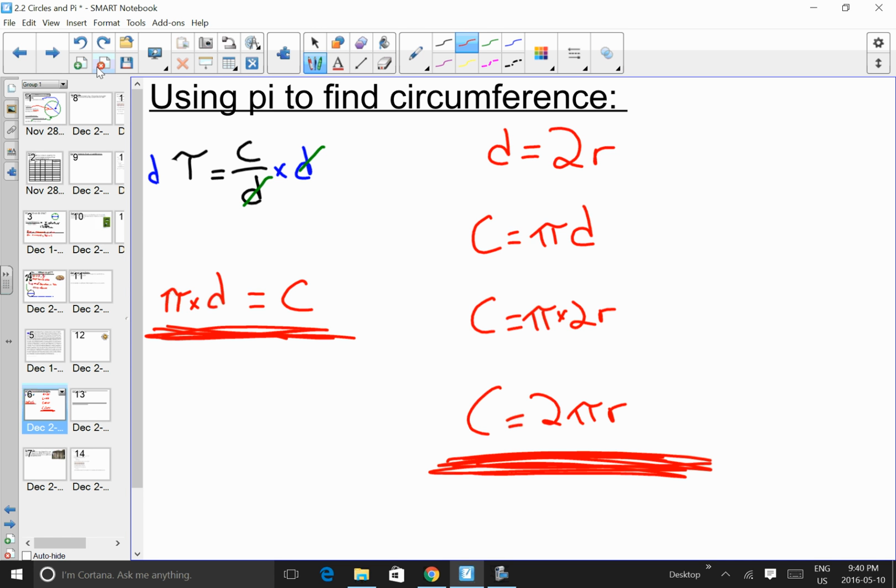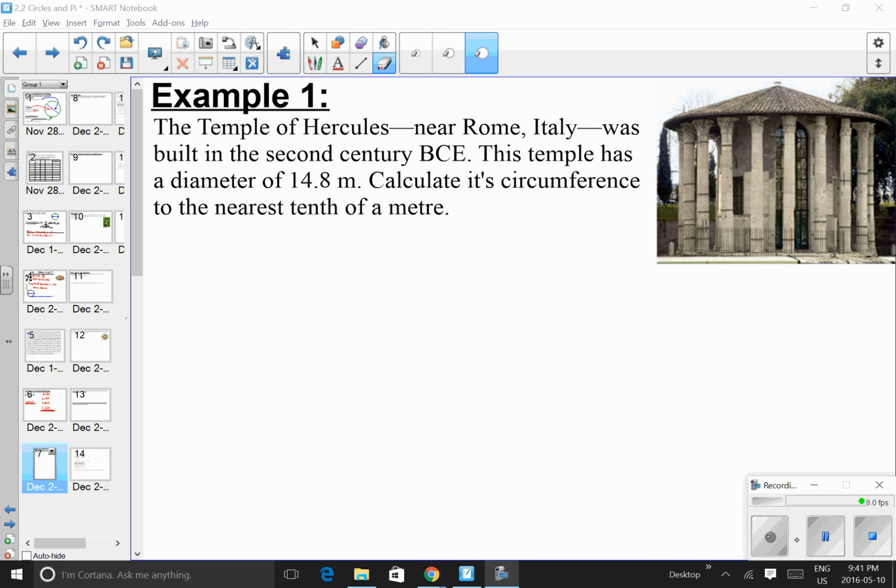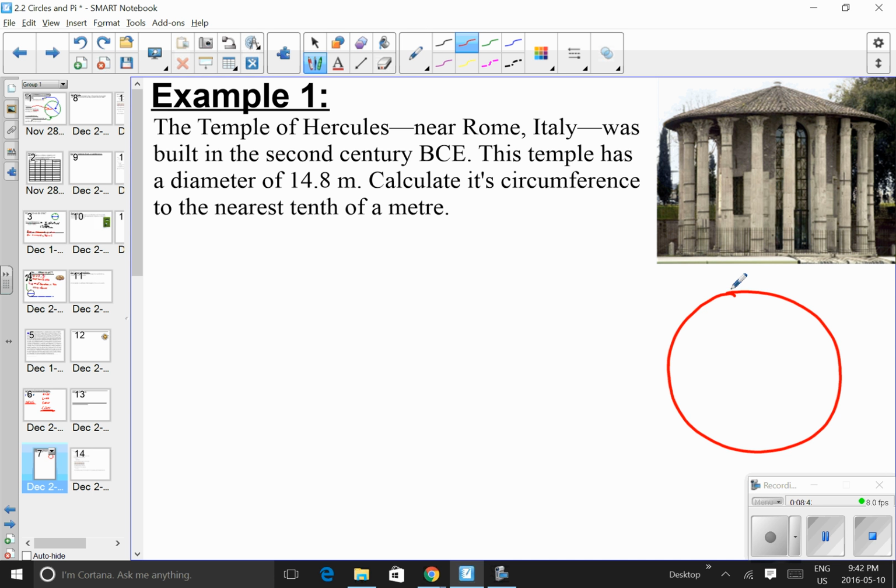Okay, let's look at an example here. In our example, the Temple of Hercules, near Rome, was built in the 2nd century. This temple has a diameter of 14.8 meters. Calculate its circumference. So that's the temple right there, and as you can see, the base of it is a circle, and I know that the diameter, which is the distance across, is 14.8 meters. And I'm looking for the circumference.